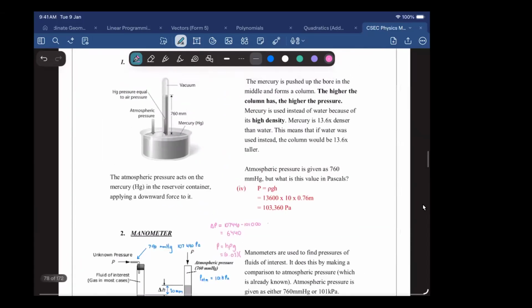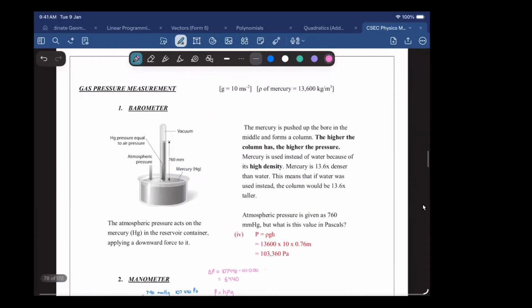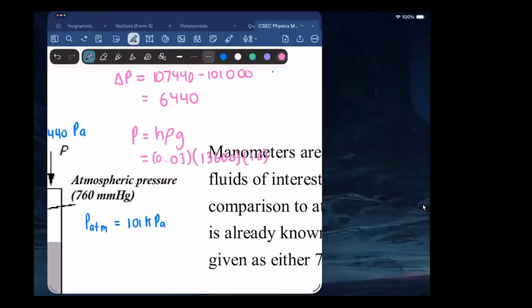The density of mercury, we had it somewhere. It's 13,600. Multiply that by 10. When you work that out, you're supposed to get 6,440. So 0.03. Let's work it out here.